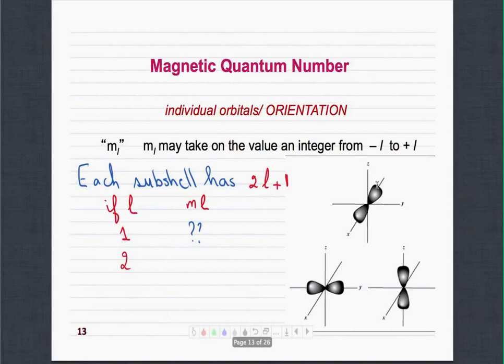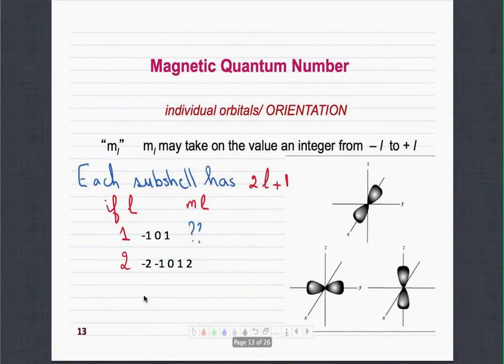Okay, let's take the first case in here. For L equal 1, ML can be any value from minus 1, 0, and 1. So what does that imply? L equal 1 is a P subshell, right? So for a P subshell, it's telling me there are 3 orbitals. One has a minus 1 orientation, one a 0 orientation, and one a 1 orientation. So in P, we have Px, Py, and Pz. These are the 3 orientations.